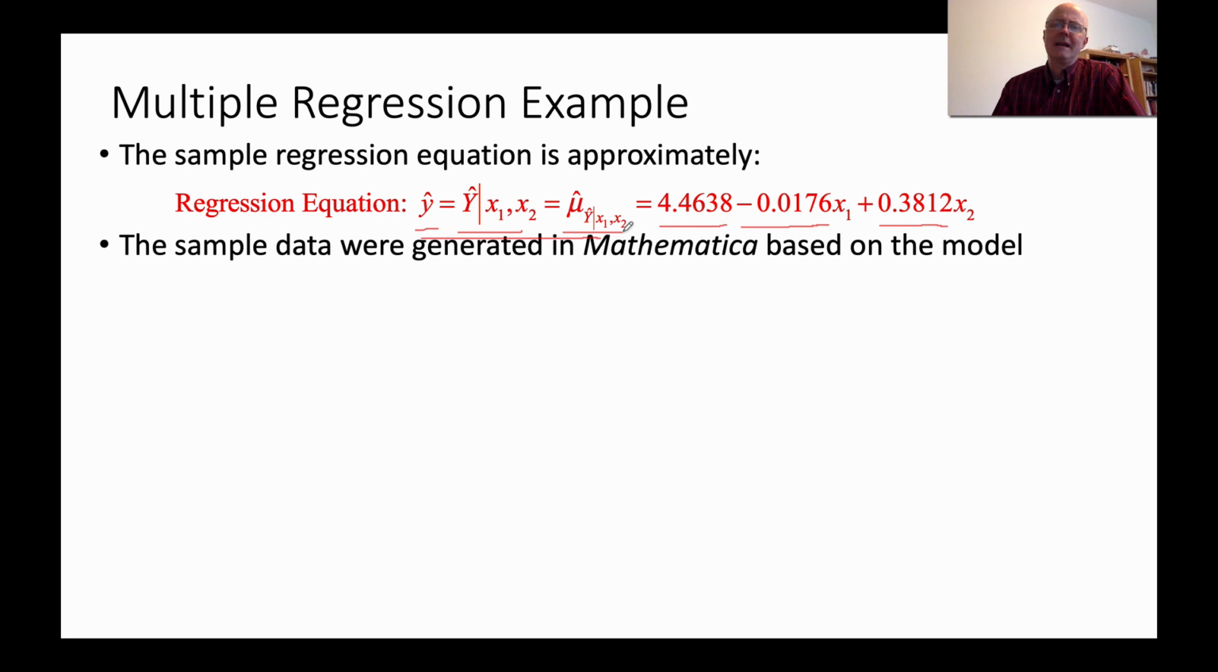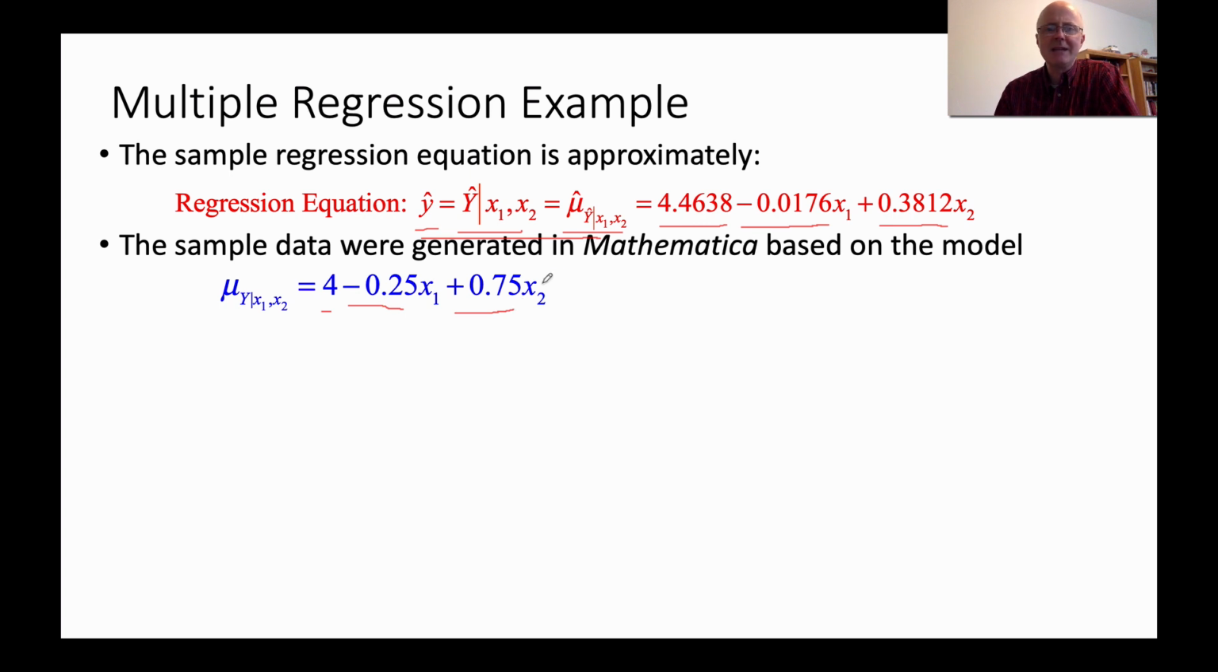I generated the sample data in a special way in Mathematica that I do want to share with you, especially with my students. It was based on a particular fixed deterministic model for the mean. I picked this one. Mu sub y given x1, x2 is 4 minus 0.25 x1 plus 0.75 x2. In other words, beta 0 is 4, beta 1 is negative 0.25, and beta 2 is positive 0.75.